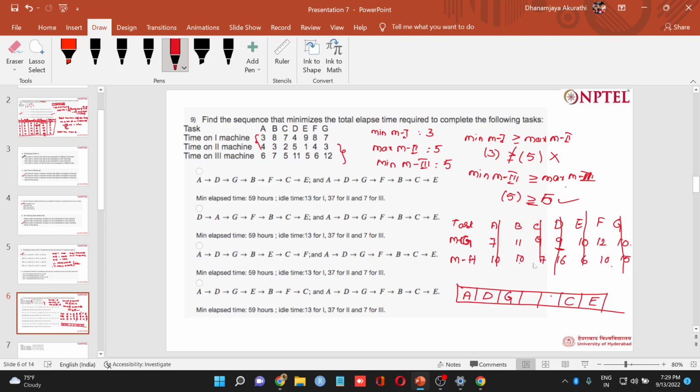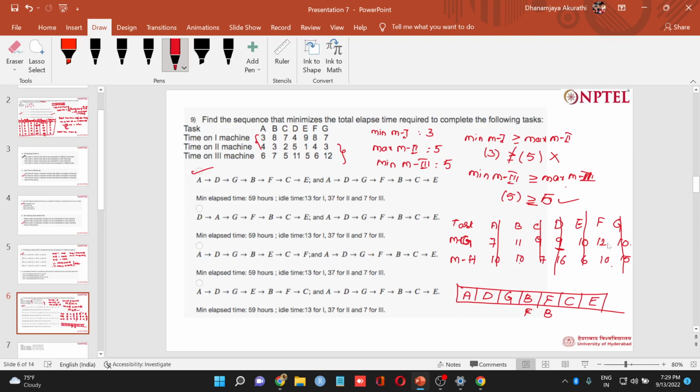Next, there are 10 from B and 10 from F jobs, but both are coming from the mission H only. So there are two sequences that might come. First is B and F, or F and B. So sequences might change. That means there are the two sequences you can get: A, D, G, B, F, C, E, or A, D, G, B, E, F. I think the first one is correct.